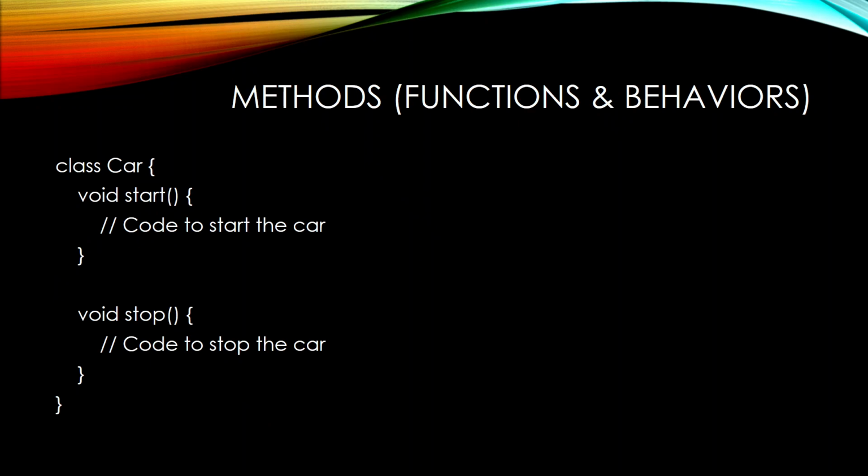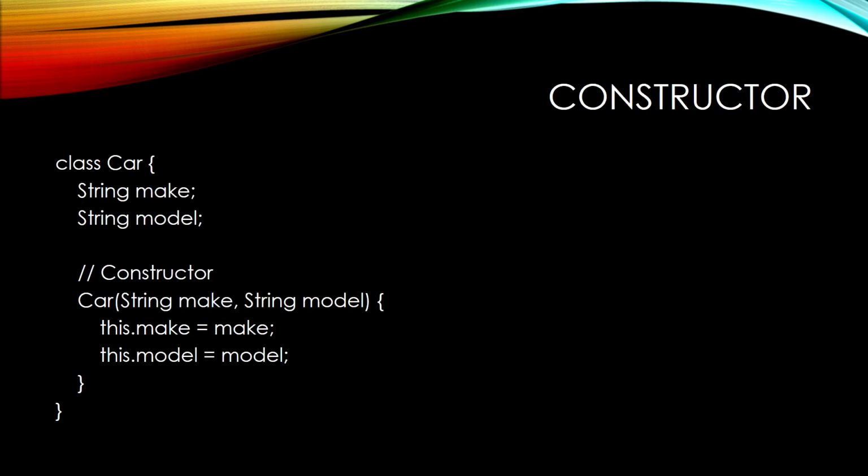Methods, functions or behaviors. Classes also contain methods, which are functions that define the behavior of objects. Methods can perform actions, manipulate data, or provide some functionalities to objects. Constructor. A constructor is a special method in a class used to initialize an object's properties when an object is created. Constructors typically have the same name as the class and are used to set initial values for attributes.